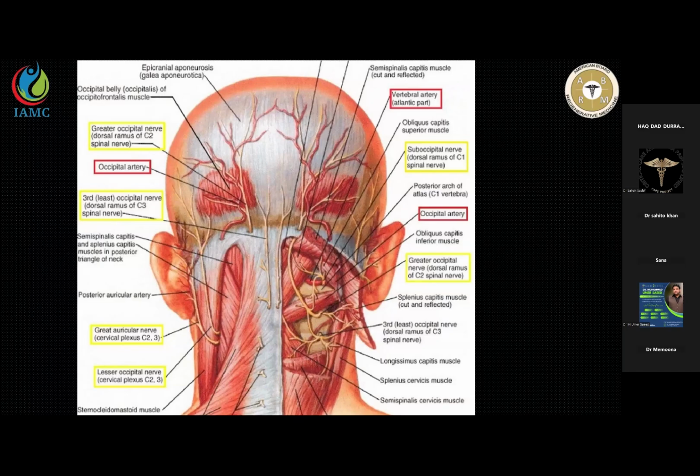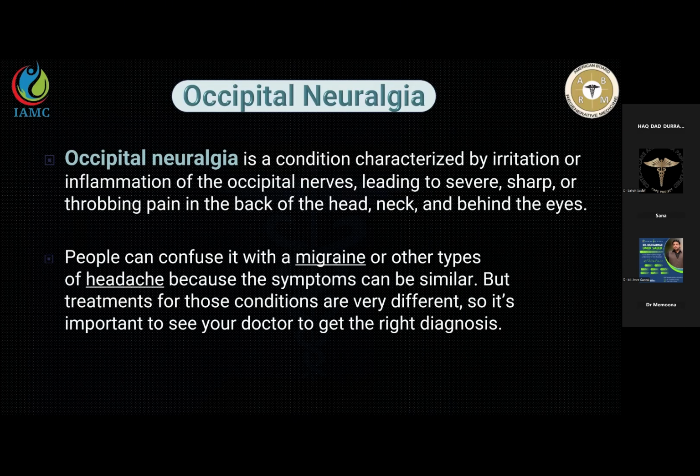So, what is occipital neuralgia? Occipital neuralgia is a condition characterized by irritation or inflammation of the occipital nerves, leading to severe, sharp, and throbbing pain in the back of the head, neck, and behind the eye. People can confuse it with migraine or other types of headache because the symptoms are very similar, but the treatments for those conditions are very different. So it is important to see your doctor to get the right diagnosis. Here is the concept of how it is differentiated from migraine.